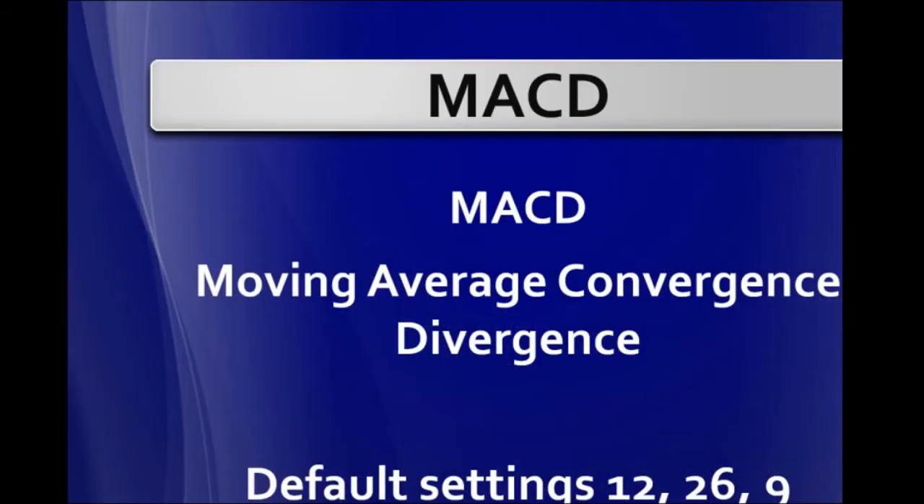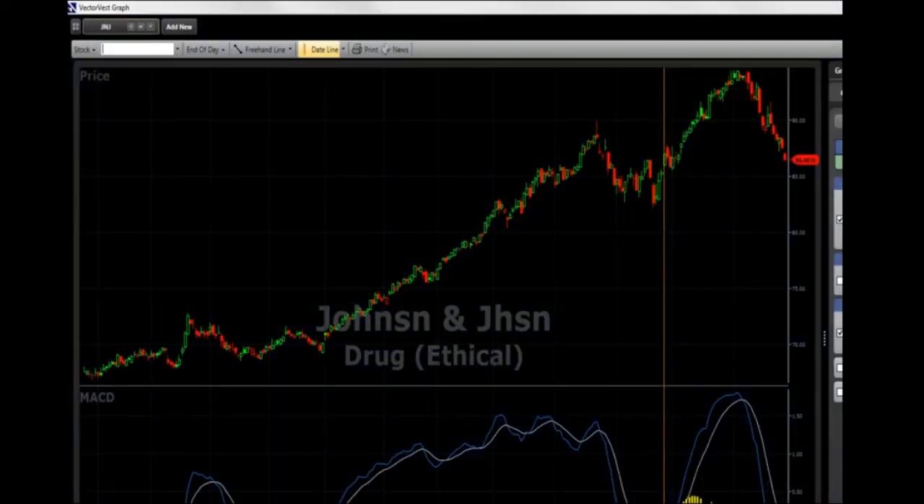That's okay. If we have time at the end, I doubt that we will, but if we do, we can jump into the VectorVest program. These charts are from the VectorVest program, and I'll analyze some of your stocks.